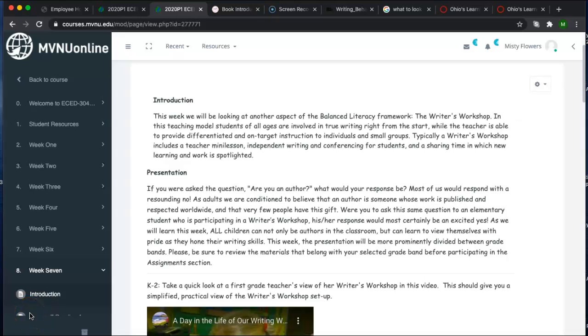Hello, everyone. This week, we're going to talk about another element of a balanced literacy framework, that being Writer's Workshop, or sometimes it's called Writing Workshop. In the very beginning of week one, we talked about the four contexts for writing: shared writing, interactive writing, guided writing, and independent writing. Writer's Workshop is independent writing.